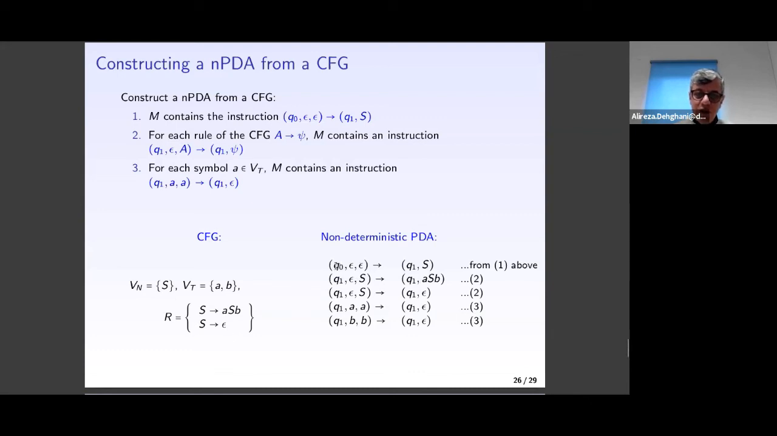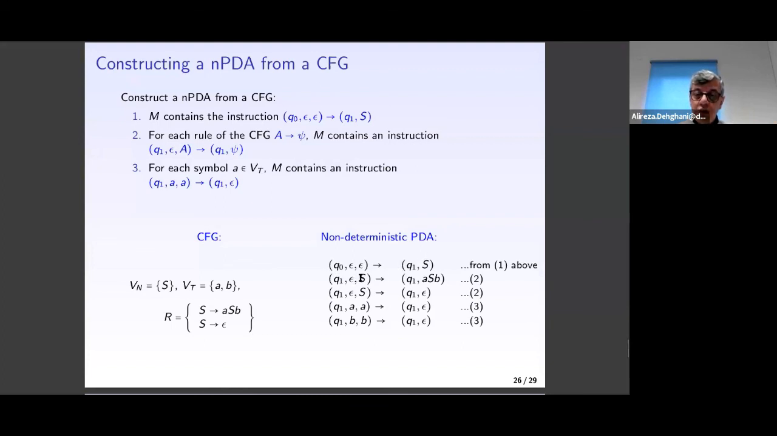Okay, so that means if I'm in state Q0 in the beginning and I receive nothing, and the stack is empty or has anything in it, I can go to state Q1. The first line of transition means the start. If I'm in Q0, the initial state, I have not received anything, no matter what is in the stack, I will go to state Q1.